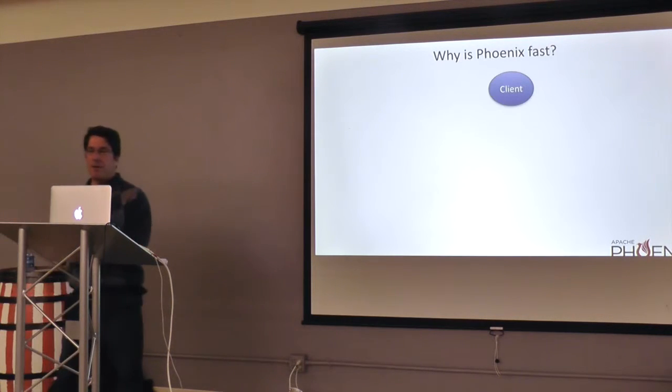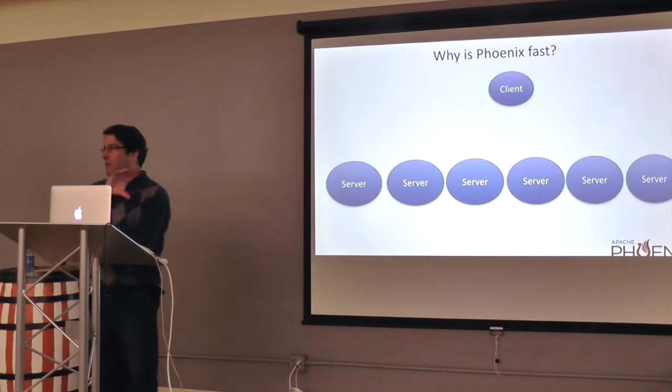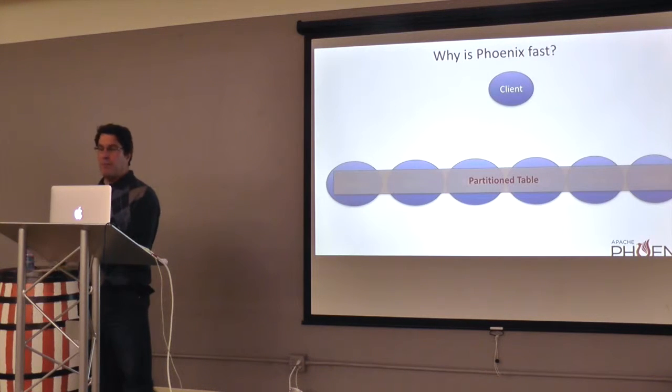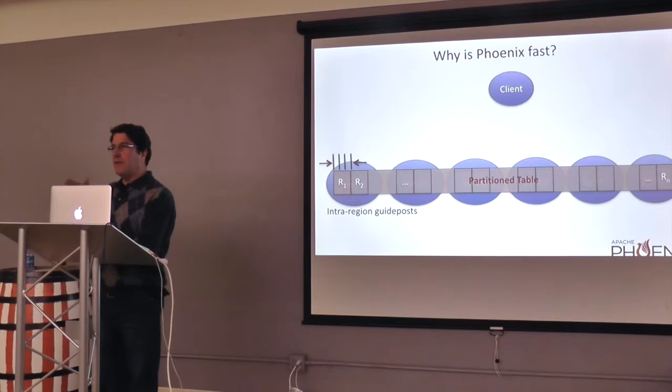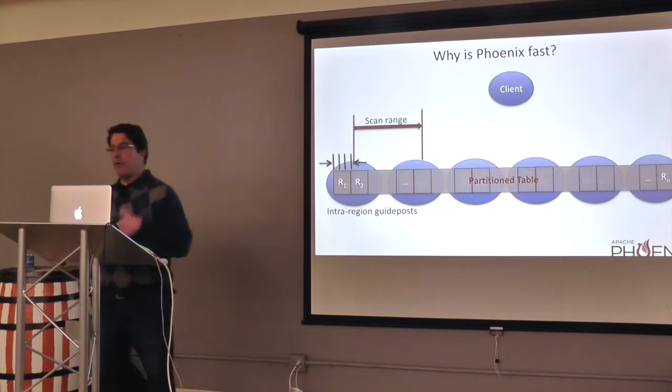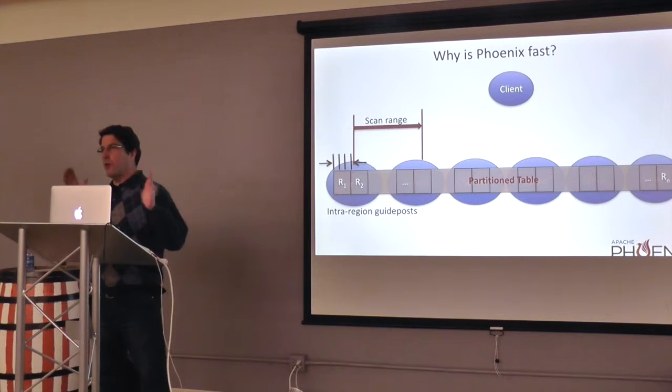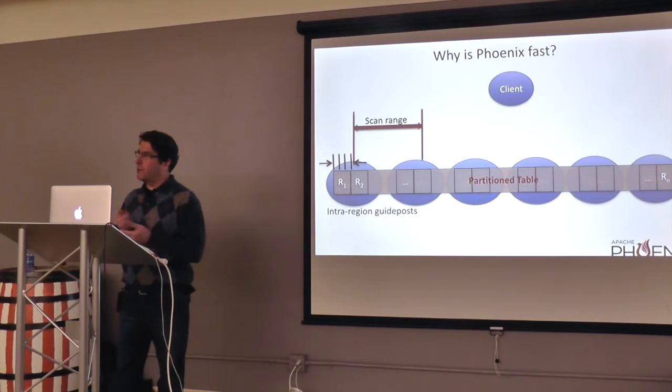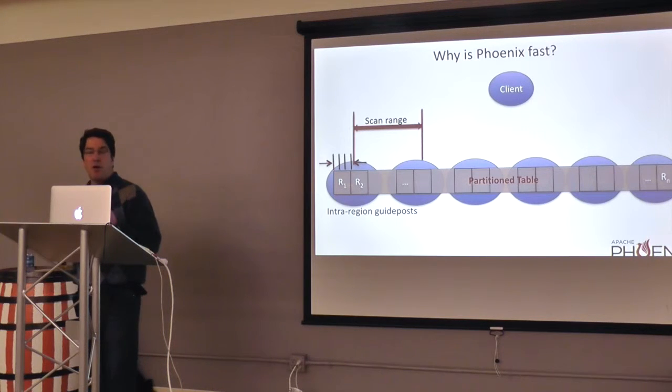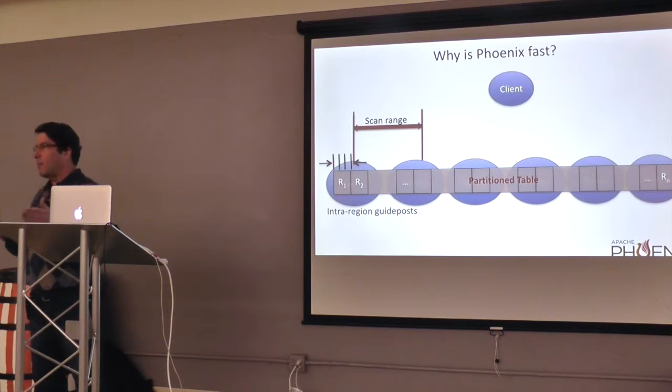OK, so quick little diagram. Here's a typical client, with a set of region servers at the bottom, partitioned as you'd expect in HBase into regions, and further partitioned by Phoenix using these guideposts that I was talking about before. Now when a query comes in, the first thing we do is determine the start and end key range of your scan. We can run that scan forward or in reverse because HBase supports both. So if you're ordering in a descending way, then we'll run the scan in reverse. If you're not, then we'll run it forward.